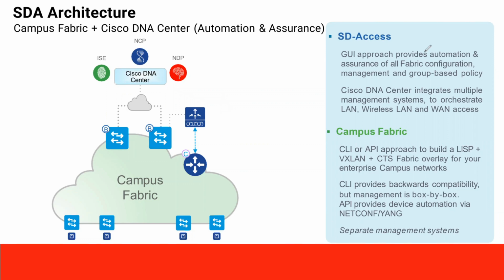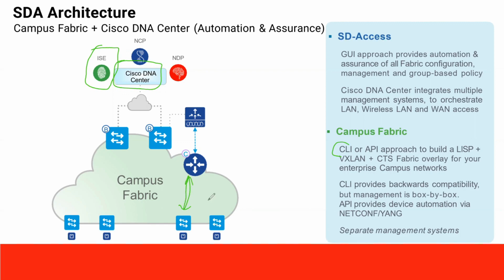So, discussing this part, the most important component of SD architecture is the DNA Center. The next part is ICE, which deals with the policy part. Now, if you see the CLI or API approach to build a LISP VXLAN CTS fabric. Now, what is LISP? LISP is basically the control plane communication.